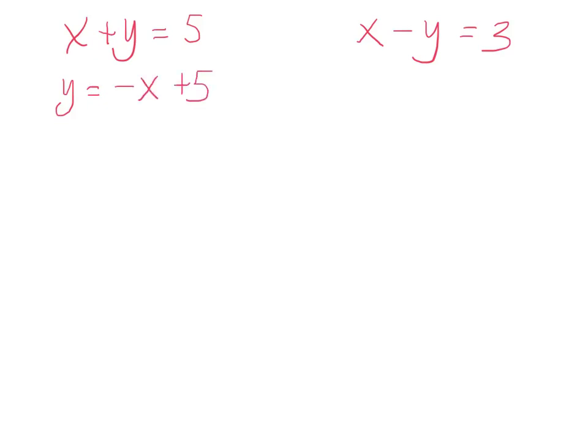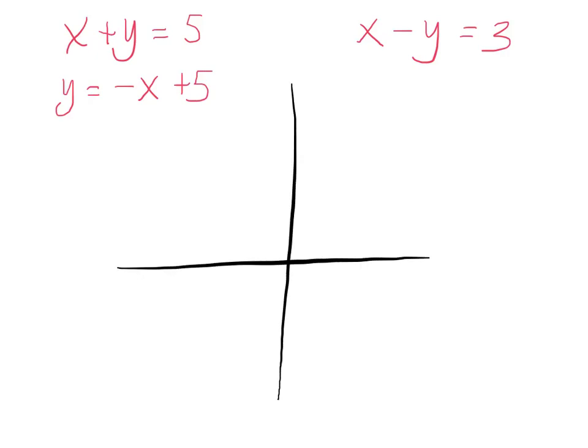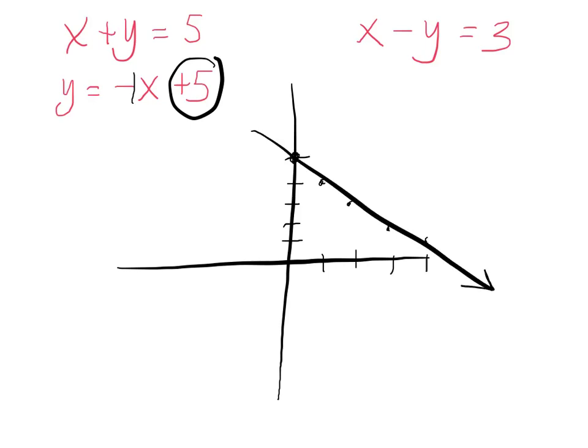So this is a function. It's going to be linear with a slope of -1, and a y-intercept of 5. So I'm going to go up 5 units. And slope, I'm going to go down 1, over 1, down 1, over 1, down 1, over 1, down 1, over 1. Okay. So there's my first line.